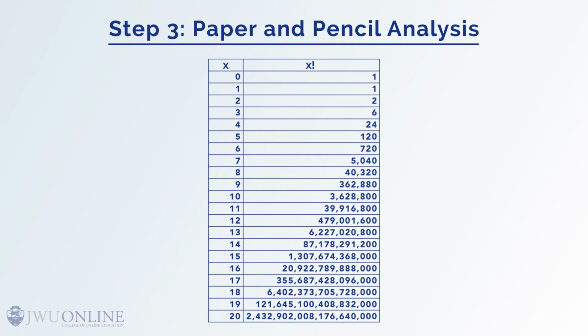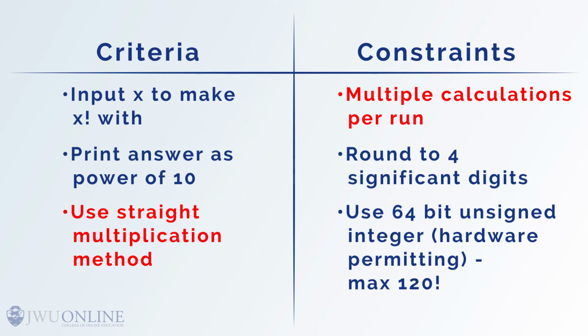But since we were specifically asked to compute the answer, we will choose the straightforward multiplication method, as that seems to be least complicated and most in line with what the user asked for. Again, we could go back and redo the previous steps accounting for these new improvements. So take a look at what the constraints and criteria chart looks like now.